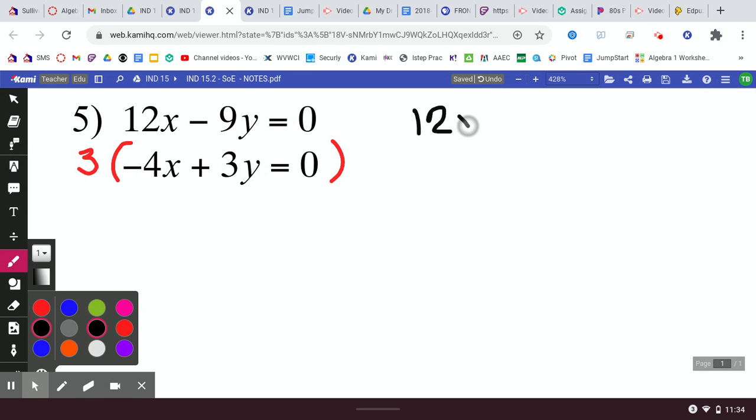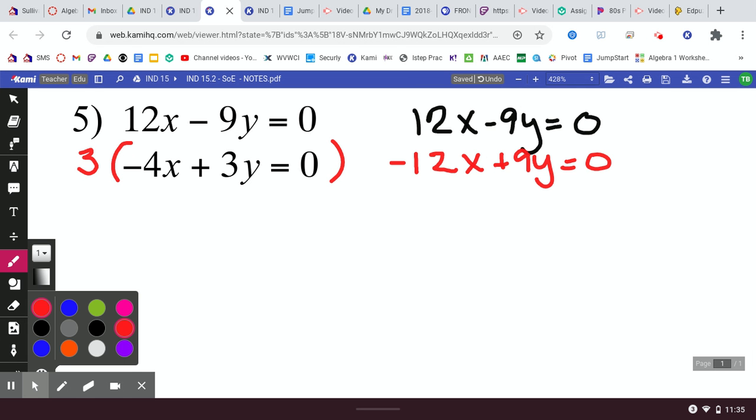So I didn't do anything to the top. And again, don't be lazy and take that extra minute to rewrite it, because you really want your new equations stacked right on top of each other. All right, so I didn't do anything to the top one. I rewrote it. Now I'm going to distribute that 3 through the whole bottom equation. That's going to give me -12x. 3 times 3y is +9y. And 3 times 0 is just 0.